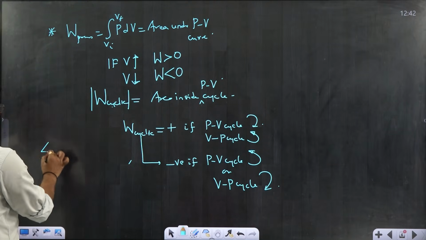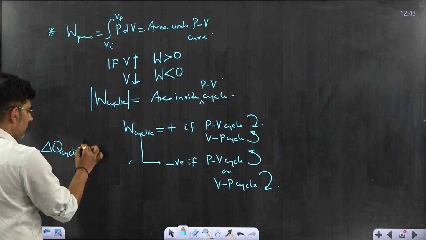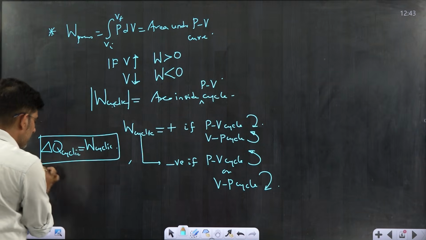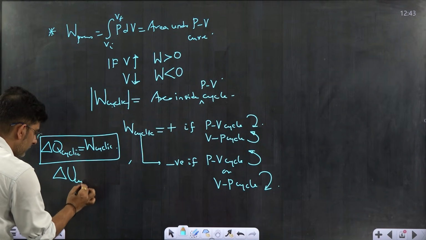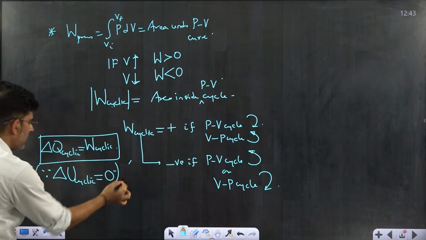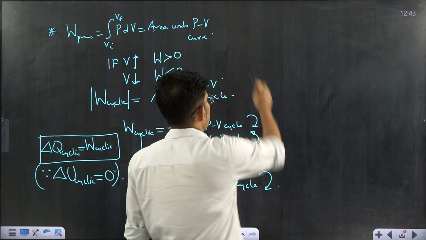And when you write delta Q in a cyclic process, total work done and this value are equal. Why? Because when it is a cyclic process, you are returning back to the same state. So delta U is 0. So delta Q is equal to work done in a cyclic process.